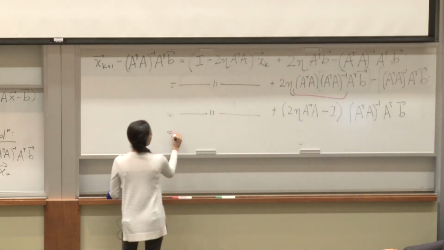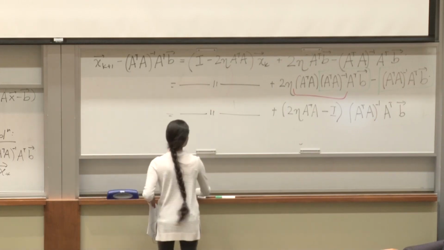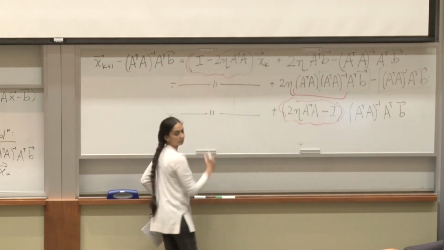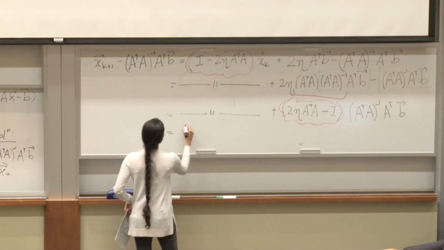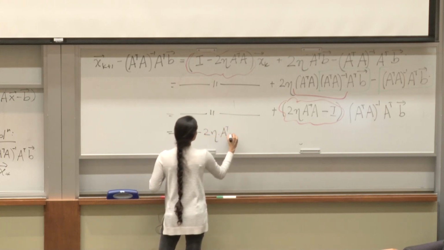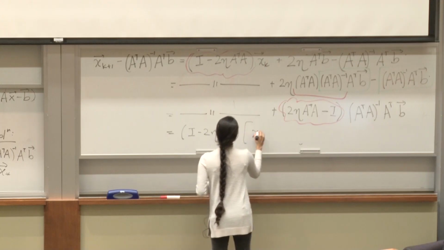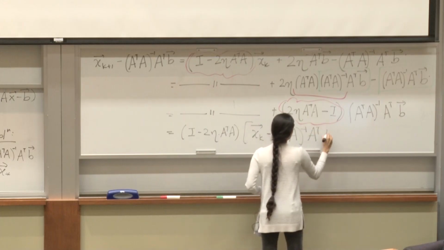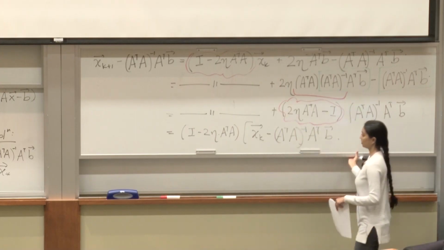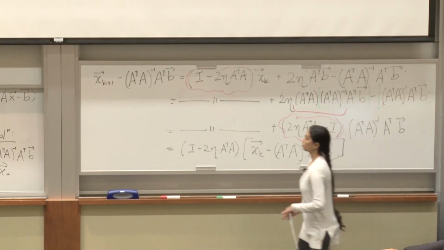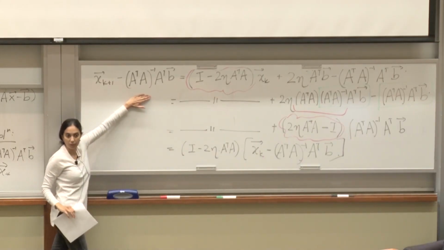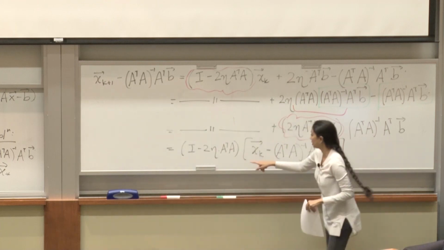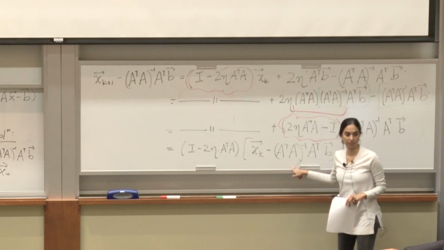Now, is there a nice way I can pull this all together? This term is basically this term, right? So I can write this as I minus 2 eta A transpose A times xk minus A transpose A inverse A transpose B. So x minus x star in one step, whatever my distance is from my optimum, I have related it to what my distance was to my optimum at my previous time step.